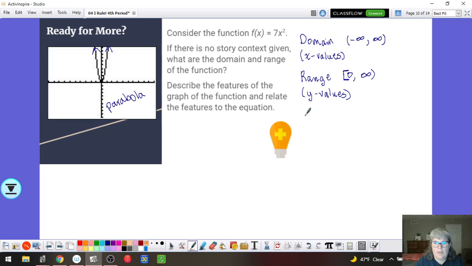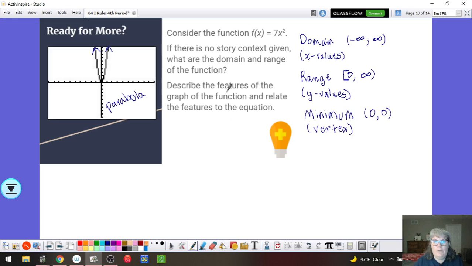Another thing we can talk about is this graph has a minimum value. It has a lowest point. This is also called the vertex. And there we go, minimum. The minimum value is 0 when x is 0. So I'm just going to put vertex here as well.